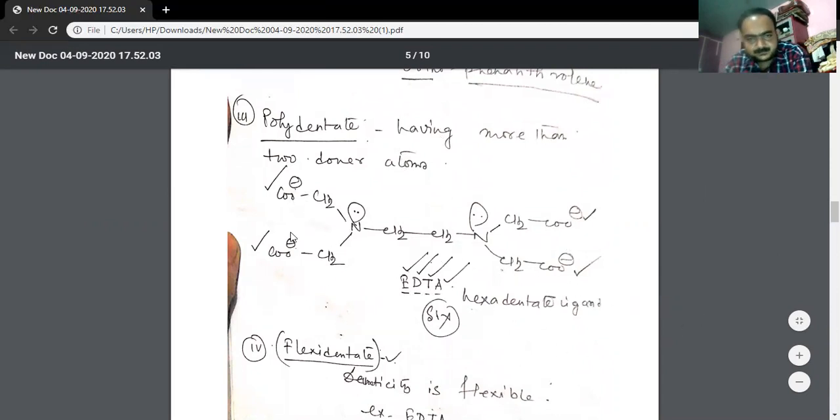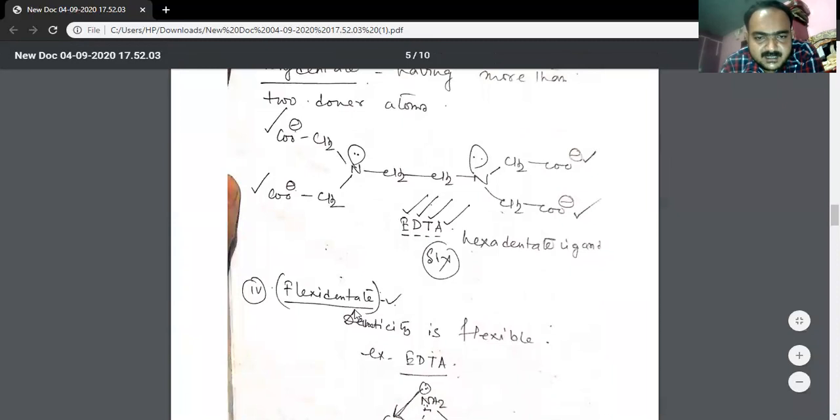You should see the structure. Here is one nitrogen atom, one donor atom, another nitrogen atom, another donor atom. So two. Here 1, 3, 4, 5, 6. So EDTA has 6 donor atoms. That's why it is known as a hexadentate ligand. Hexa means 6, dentate means the number of donor atoms. So hexadentate is a classification, and this is a polydentate ligand. It is EDTA, ethylene diamine tetraacetate.